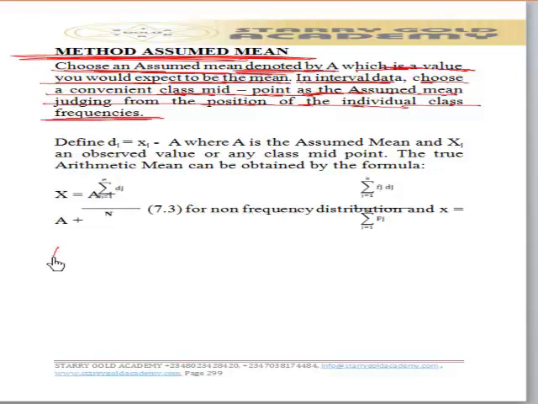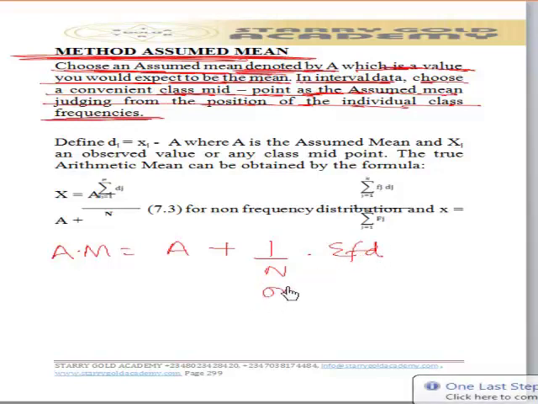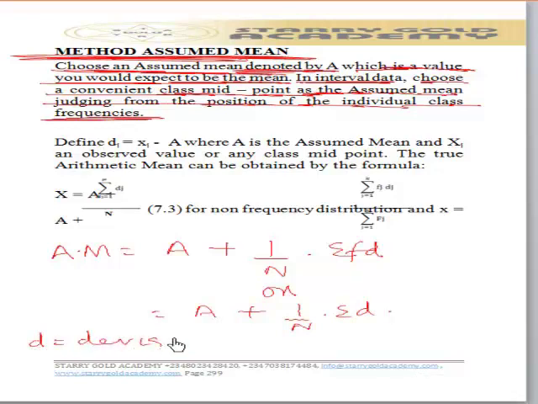If we have this, we can have an appropriate formula for assumed mean. The appropriate formula is A plus 1 over n times summation fD, if frequency is given, or A plus 1 over n times summation D. The D here represents the deviation, and it is the difference between x and A. So D is x minus A, the data given minus the assumed mean we have chosen. That is how to get our D. So let's look at an example here.